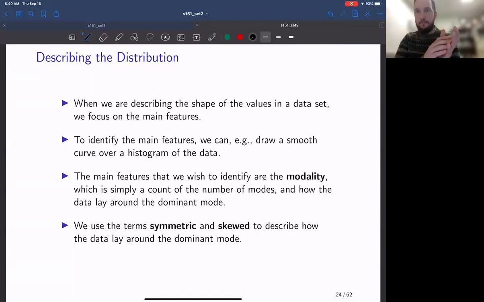So modality is the easiest to define. It's basically just counting the number of modes or peaks that we can see in the data. Skewness and symmetry are contradicting descriptions. If something is skewed, it cannot be symmetric. If something is symmetric, it cannot be skewed. So if our data set is symmetric, that's the description. If our data set is not symmetric, it can either be skewed left or skewed to the right. Okay, so we're going to look at a few examples of this now.